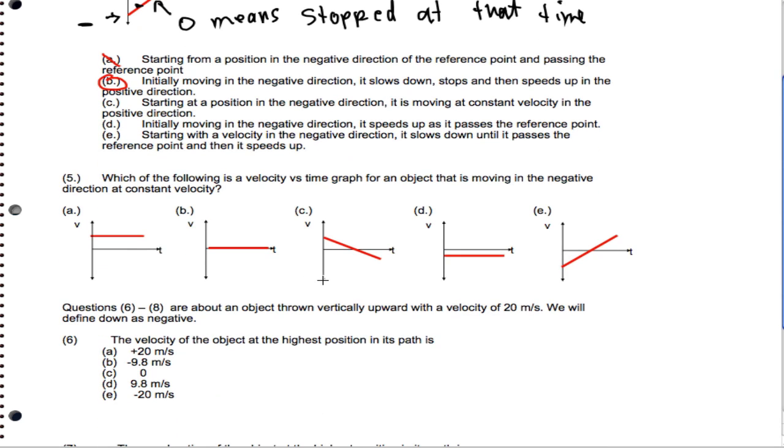Now, which of the following is a velocity versus time graph for an object that is moving in the negative direction at constant velocity? We already talked about that on the previous page, and that's D. Now, what you should do to practice is identify what each of these graphs means. That would be a really good thing for you to do, and be able to explain it to somebody else and check it with somebody else.